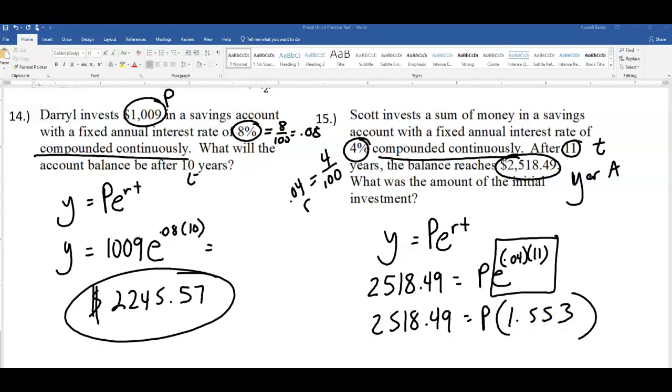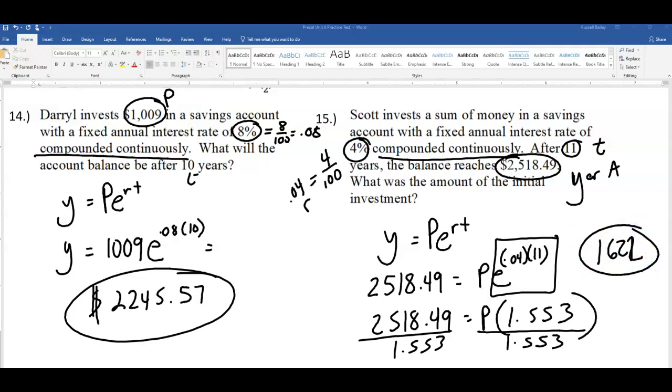And then to get P by itself, so I can know what that is, we can just divide both sides by 1.553. Let's see what we get. And I'm ending up with 1621.999, so basically $1,622. All right, let's go ahead and move on to the next one.